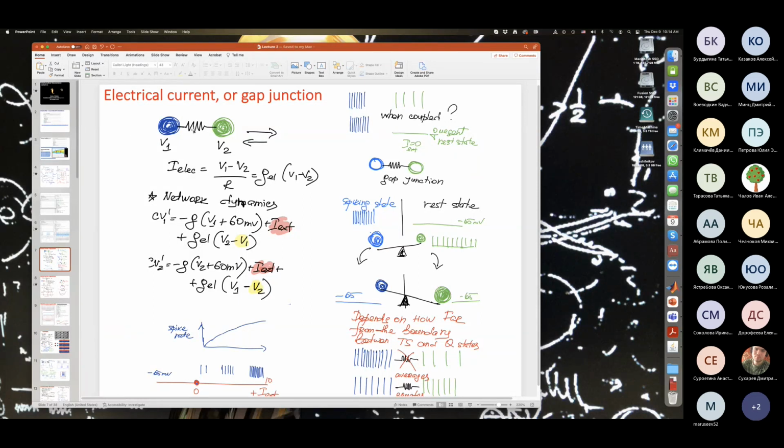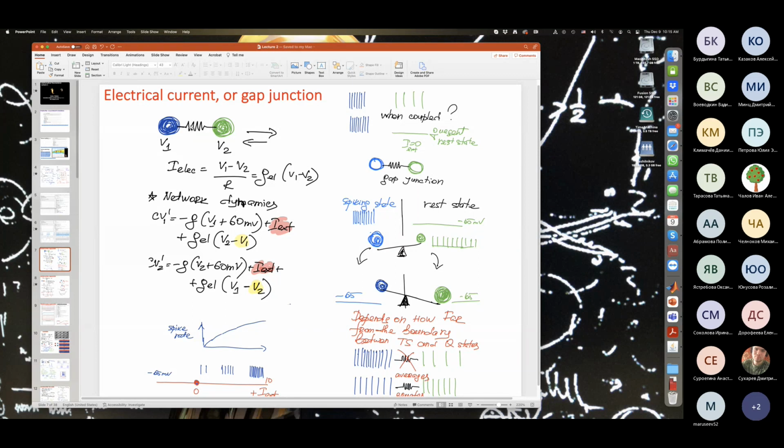And let's consider the very first network. It has two cells, V1 and V2, and they're coupled by what you see here. It's called an electrical synapse, also known as a gap junction. The idea is that during development, when the animal is small, its neurons are tightly packed in a ganglion, a conglomerate of cells, and sometimes the somas are going to be very close to each other, right?